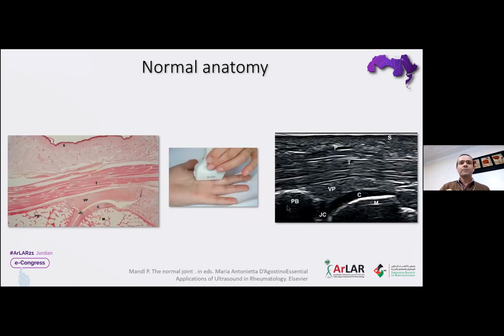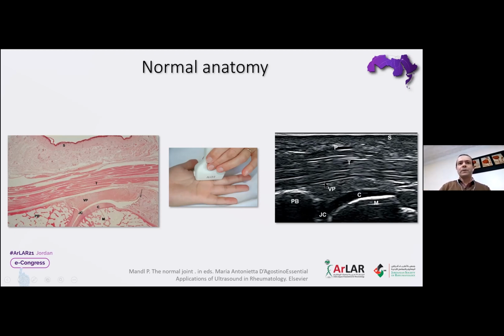A normal tendon could be surrounded by a tendon sheath, which is composed of synovial cells, but in a normal situation, we can't visualize it on ultrasound because it's so thin and no virtual layer should exist between the tendon and the surrounding structures.